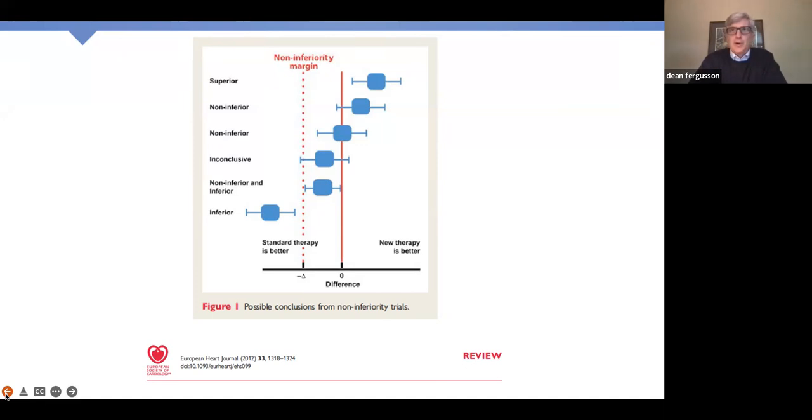So that's why in superiority trials, although you think treatment A is going to be superior, you still leave it open that treatment B could be superior, right? So that's the two-sided hypothesis. Whereas in non-inferiority, you don't care about your new treatment beating the comparator.